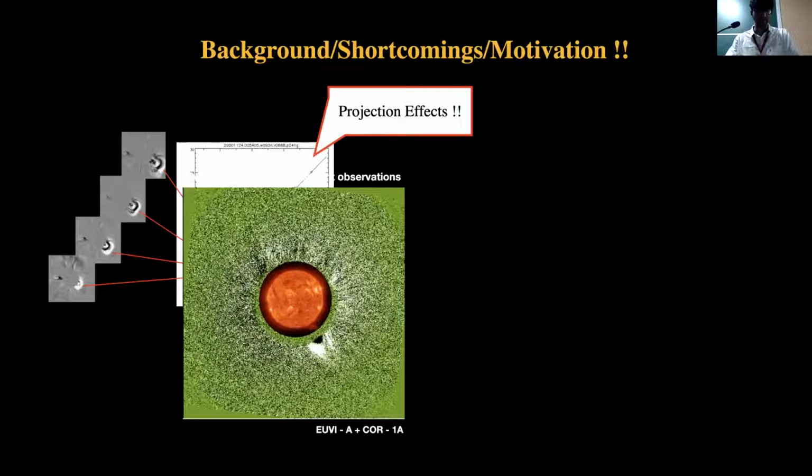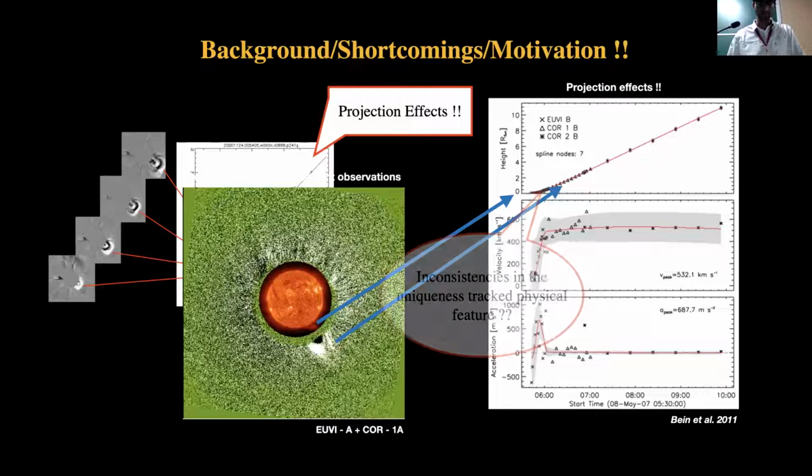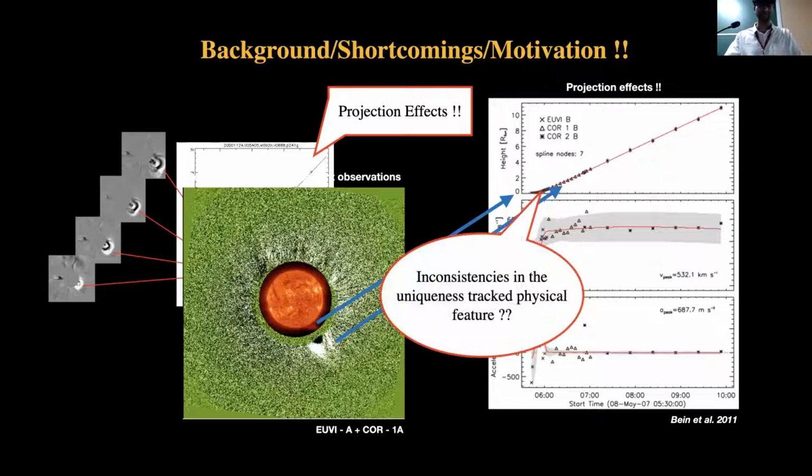Now, another thing that we are interested in is understanding the behavior of the CMEs at the absolute lowest heights in the inner corona. A good amount of work in the past has tried to combine extreme ultraviolet observations with white light observations to achieve that aim. But if you combine extreme ultraviolet and white light observations together, you're at risk of compromising the uniqueness of the physical feature that you're tracking in successive images. So the question is, are we at a stage where we can track the CME uniquely in white light observations? For that, we need white light observations at the absolute lowest heights.